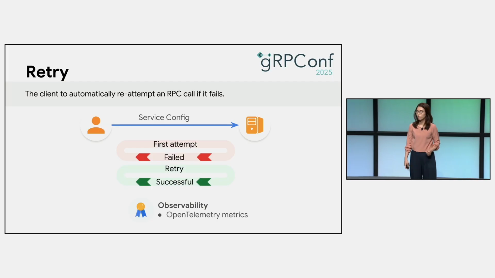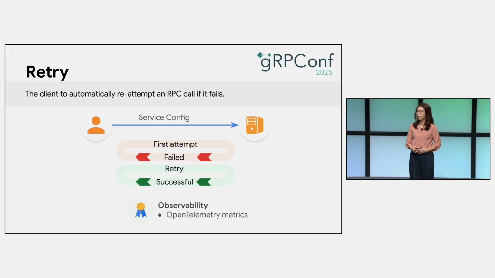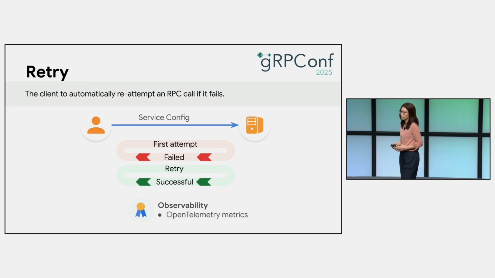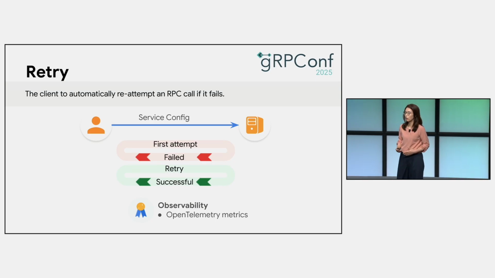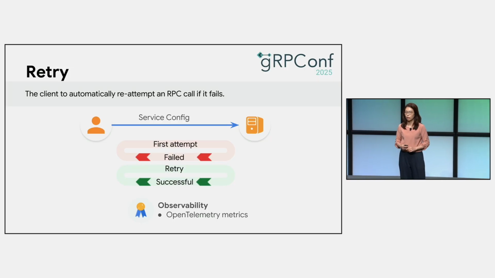gRPC Retry is a feature that allows clients to automatically reattempt an RPC call if it fails. It's a powerful mechanism for building resilient applications that can gracefully handle transient server-side issues or temporary network problems without requiring adding complex logic into your application code.